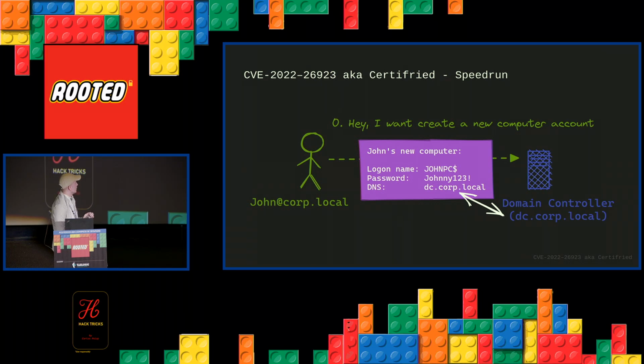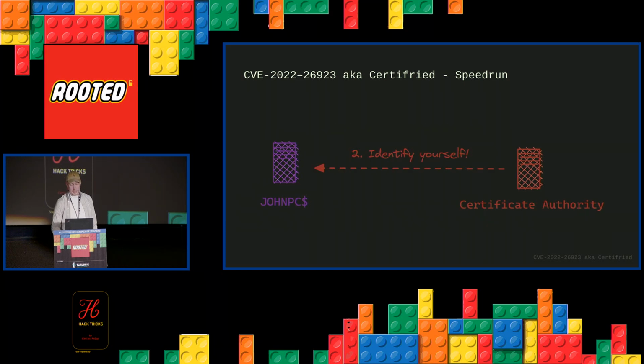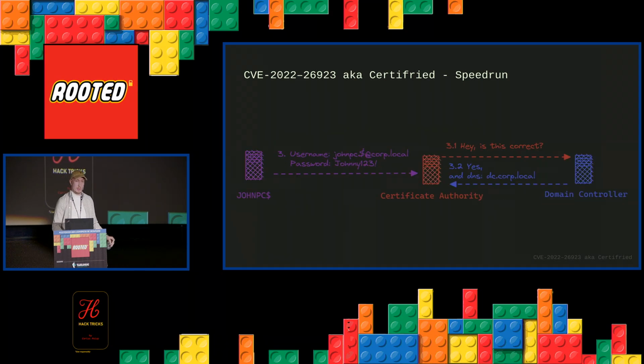John wants to create a new computer, and the logon name is just johnpc$. His password is not very safe, but he sets the DNS attribute to be dc.corp.local, which is the same value that the domain controller already has. But there's no problem with that, since there's no uniqueness check. And so John PC can go to the certificate authority, ask for a certificate, identify yourself. Well, these are my credentials.